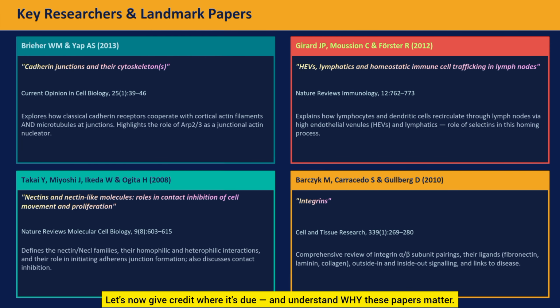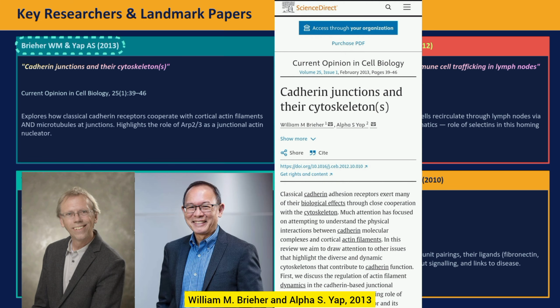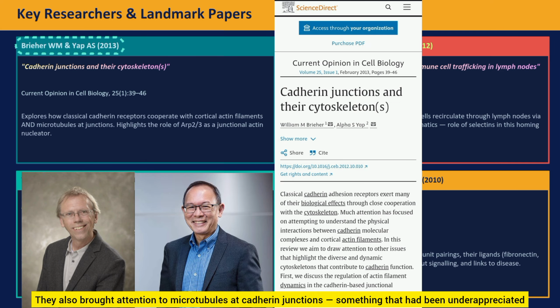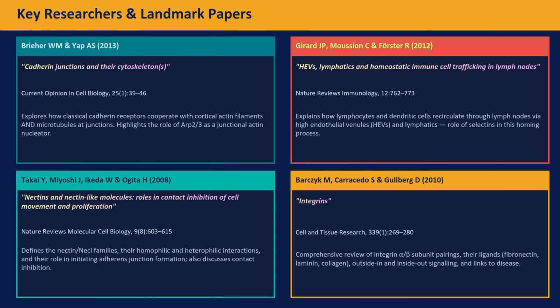Let's now give credit where it's due, and understand why these papers matter. Buchheit and Yap, 2013, published in Current Opinion in Cell Biology. These authors showed that cadherins don't just physically link to actin, they actually regulate actin dynamics at junctions, and they highlighted the emerging role of the Arp2/3 complex as a junctional actin nucleator. They also brought attention to microtubules at cadherin junctions, something that had been underappreciated.